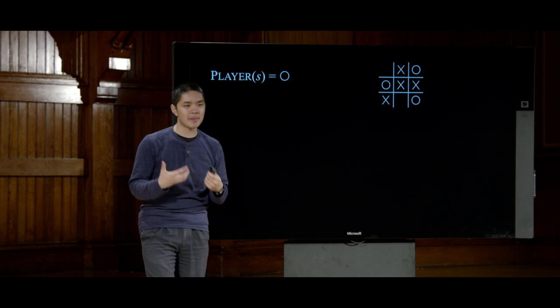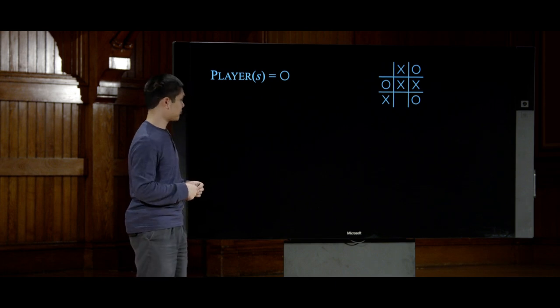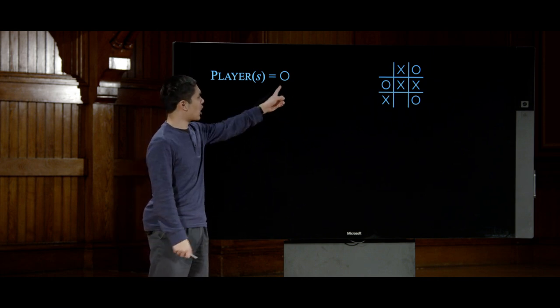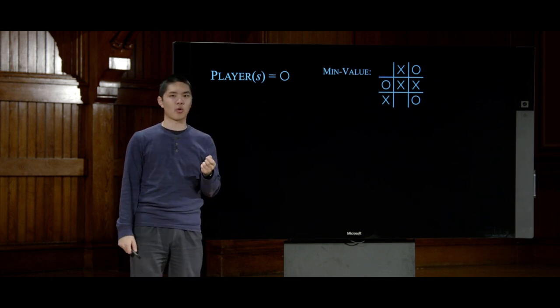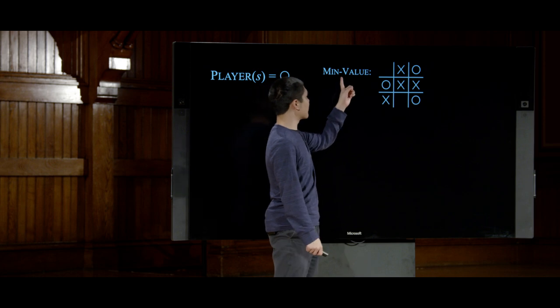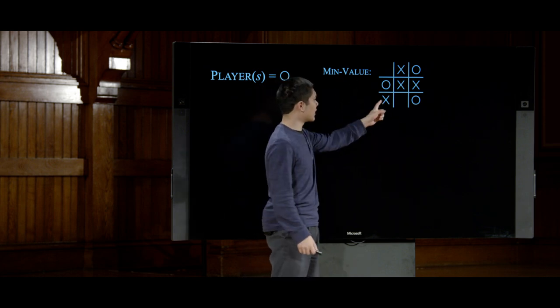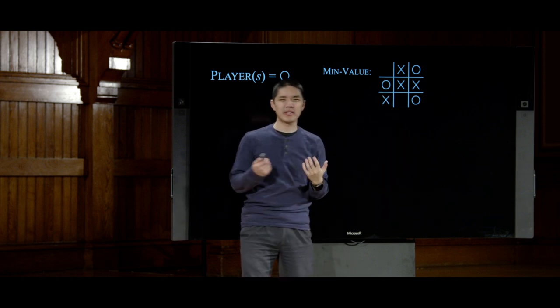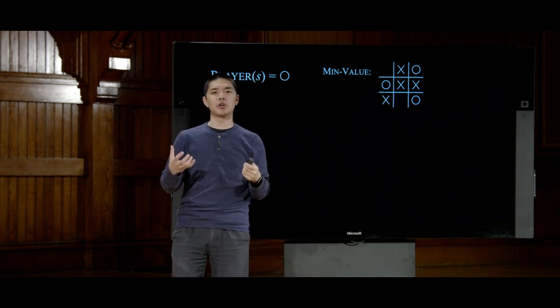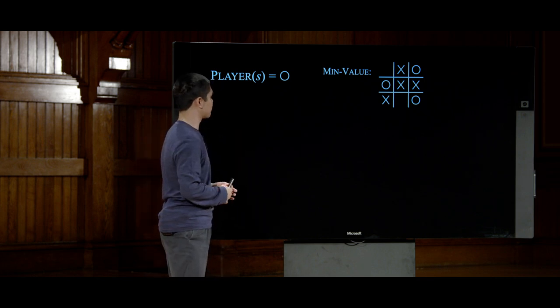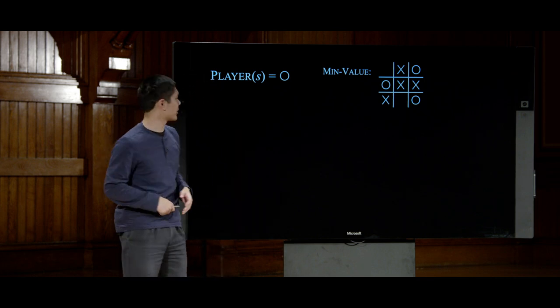And this is where the minimax algorithm really comes in. Recall that X is trying to maximize the score, which means that O is trying to minimize the score. O would like to minimize the total value that we get at the end of the game. And because this game isn't over yet, we don't really know just yet what the value of this game board is. We have to do some calculation in order to figure that out. And so how do we do that kind of calculation?